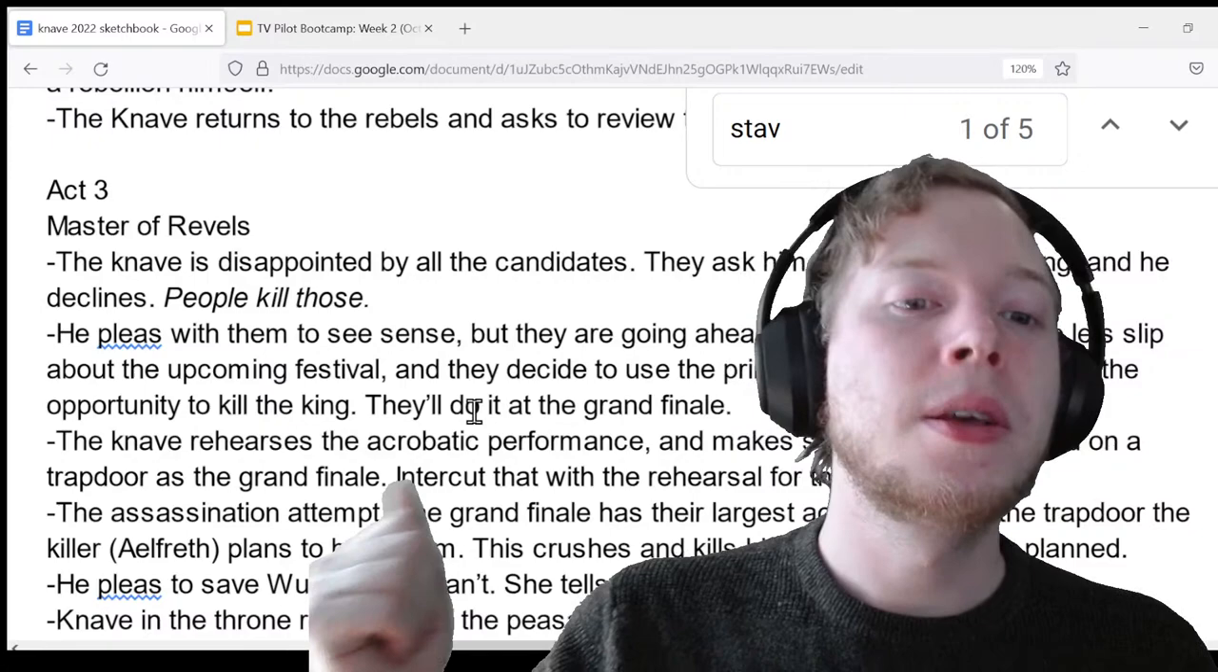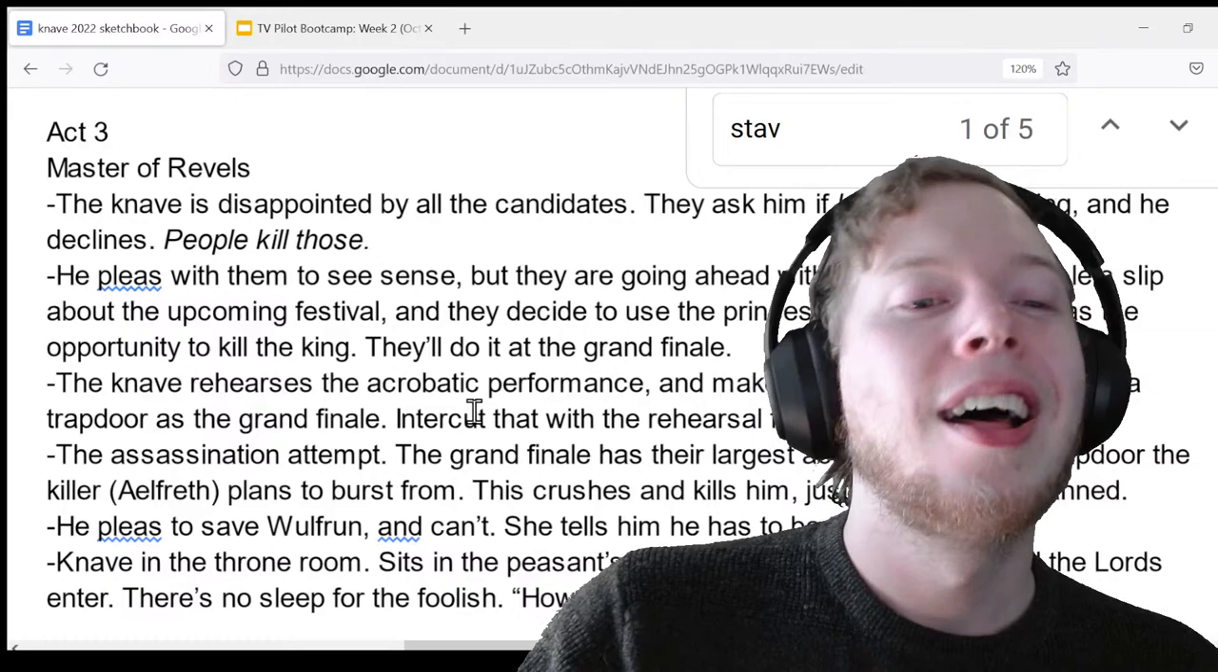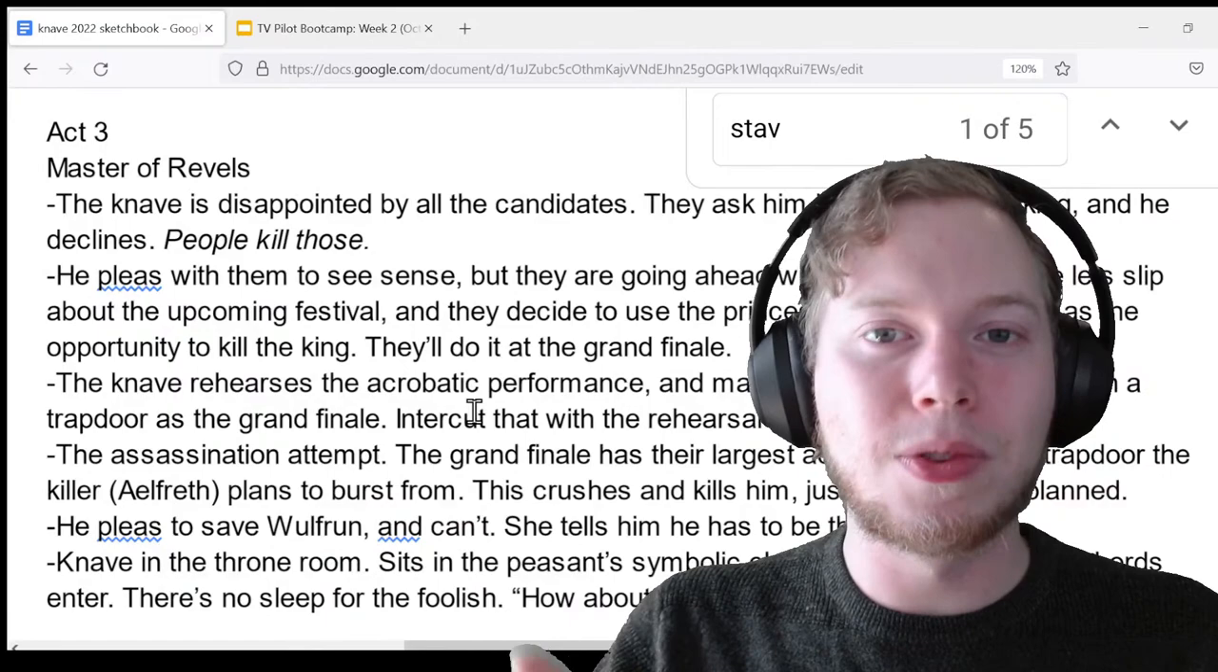Scene one, the knave is very disappointed by all the candidates. They end up asking him, I don't know, do you want to be king? And he's just like, no, people kill those. So he pleads with them to see sense. He's like, you don't have anyone that's eligible to actually take over. This is really complicated to run a kingdom. It's not as easy as just overthrow the king, then you're in charge and it's all downhill from there. And he lets it slip about the upcoming festival.